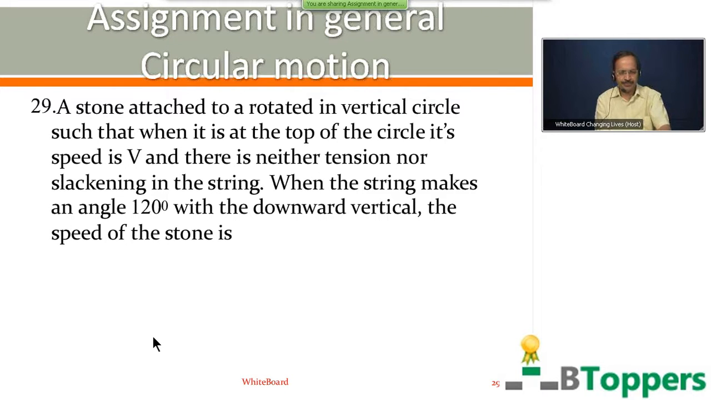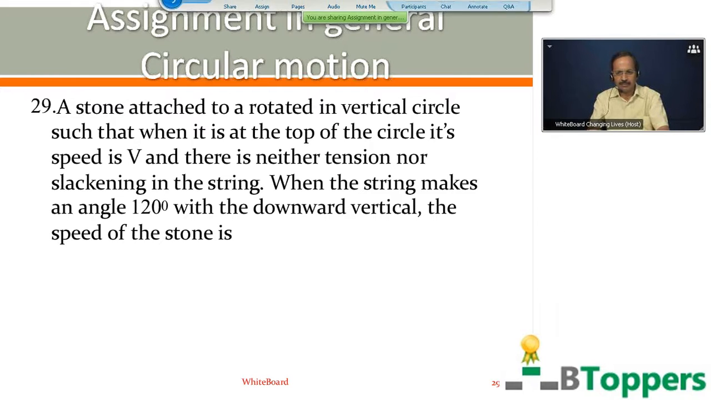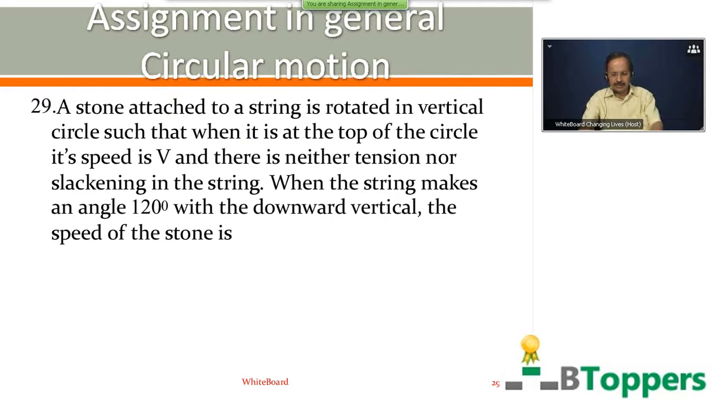So I am going to show the next question. That is question number 29. Look at the question number 29. A stone attached to a string is rotated in vertical circle such that when it is at top of circle, speed is v, and there is neither tension nor slackening in the string. When the string makes an angle of 120 degrees with downward vertical, the speed of the stone is.